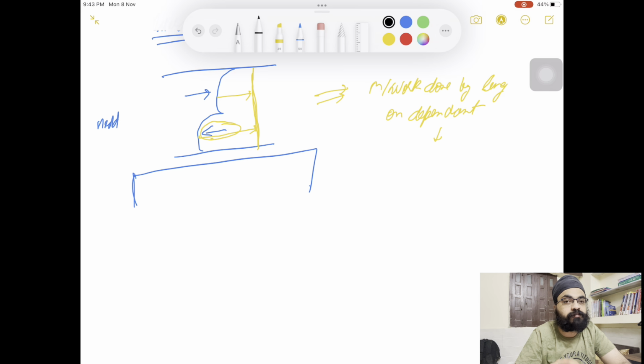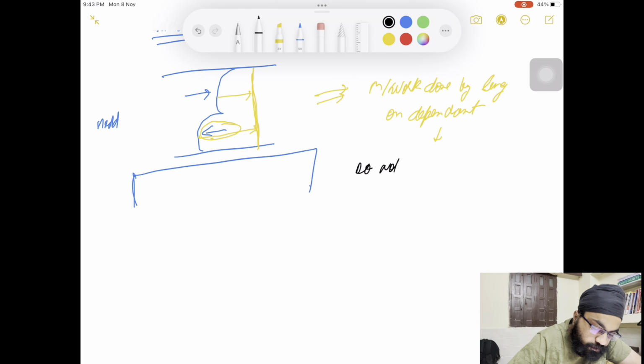So if the person is having pathology on the right side, the lung on the right side will become dependent. More work will be done by the lung on the right side, and hence it will not be able to relax, it will not get healed. So in order for the lung to heal, we need it to rest. Hence, we will ask the patient to lay down on the opposite side.